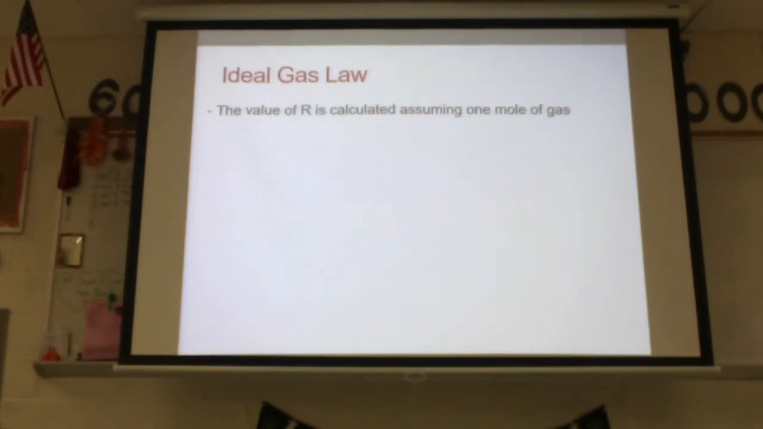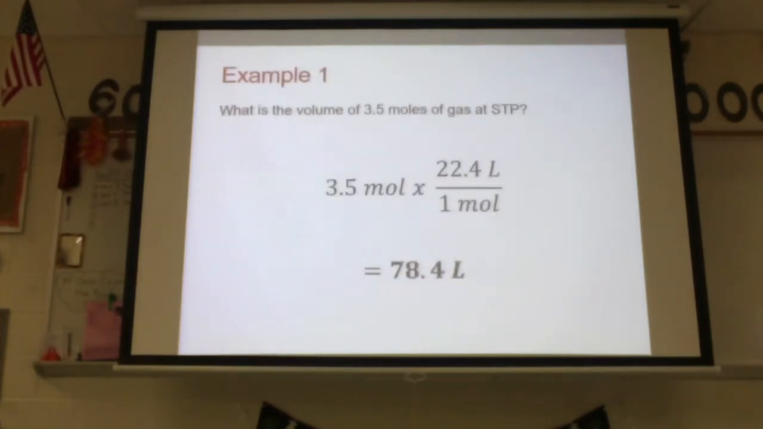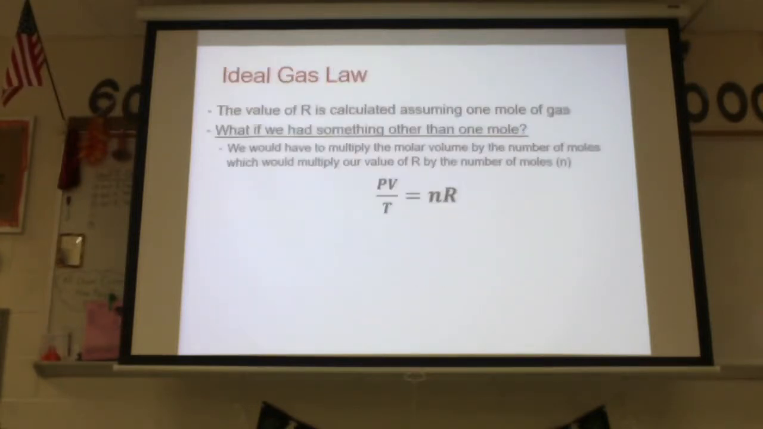The value of R is calculated assuming 1 mole of gas. So what should we do for something other than 1 mole? What did we have to do to the molar volume when we had something other than 1 mole? We had to multiply. So I would multiply the molar volume by the number of moles, which would multiply our value of R by the number of moles n. So our PV over T gives us n times our value of R. What does the n stand for? Number of moles.